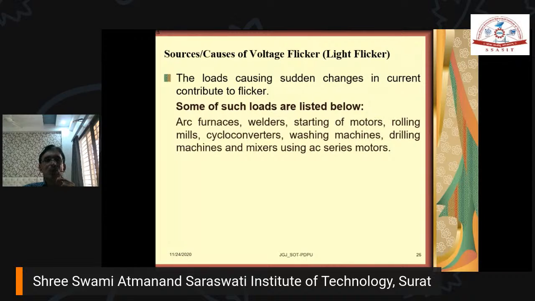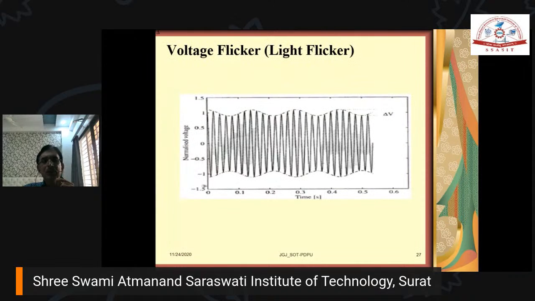Okay, so these are the causes or the sources of the light or the voltage flicker. So you can see here, sudden changes in the voltage magnitude is called what? Light flicker or the voltage flicker.